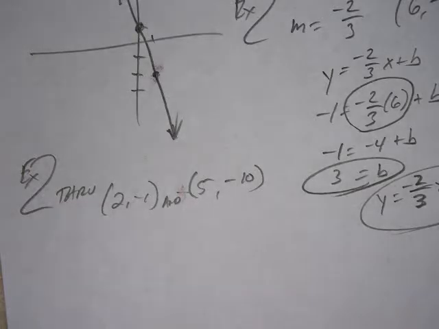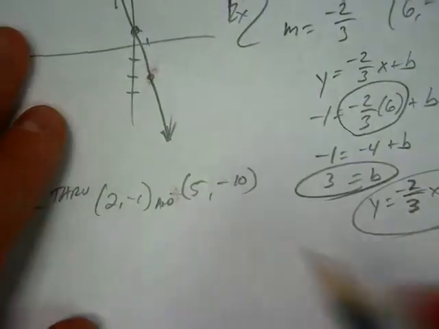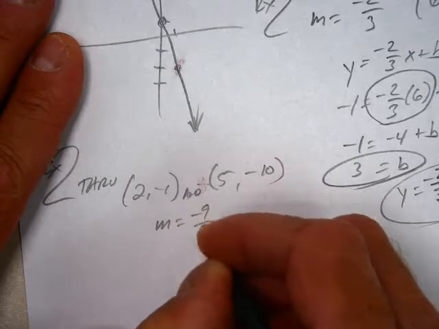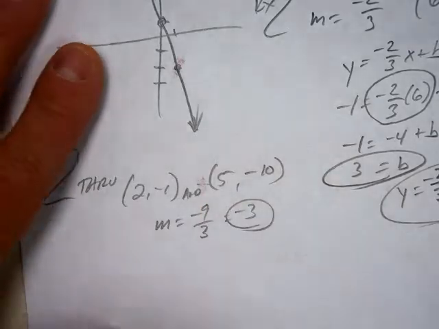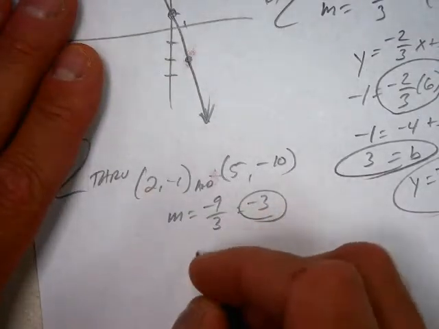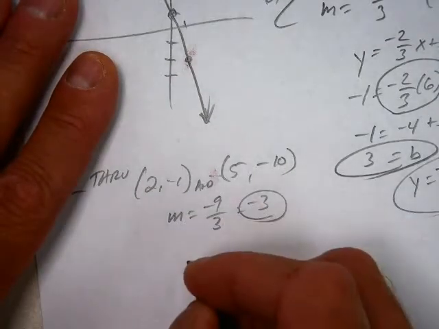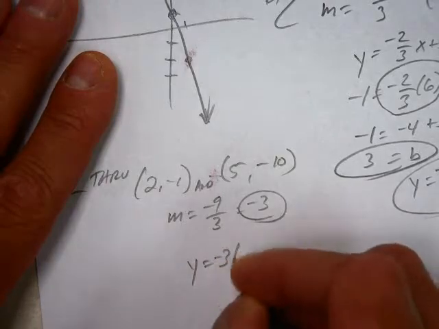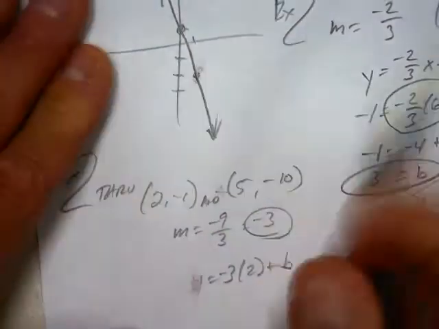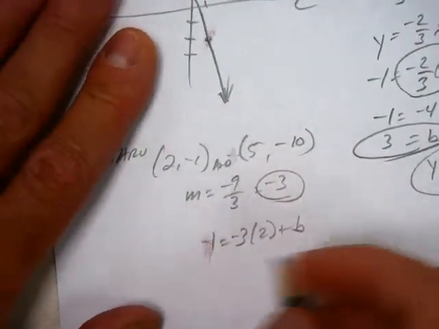If you wanted to graph this, you could. For those of you guys that like to confirm your answers, you can definitely confirm. But what's the first thing I've got to do? Find the slope. I've got negative 9 over 3, which gives me negative 3. Did you get that? Did I do it right? Okay, good. So I'm just going to truck through this pretty quickly. Negative 3 times 2 plus b gives me my y-intercept of negative 1.